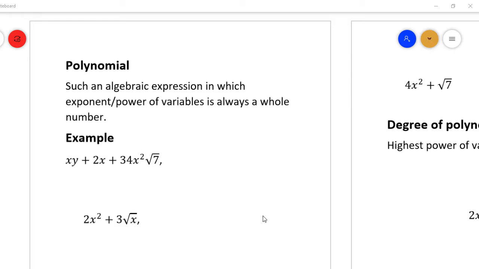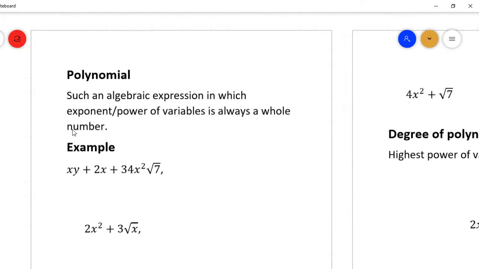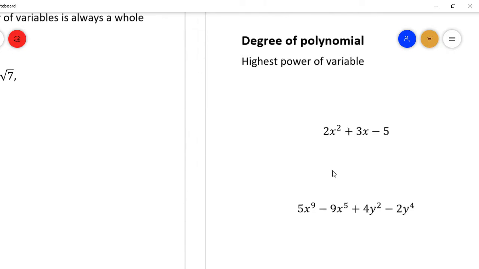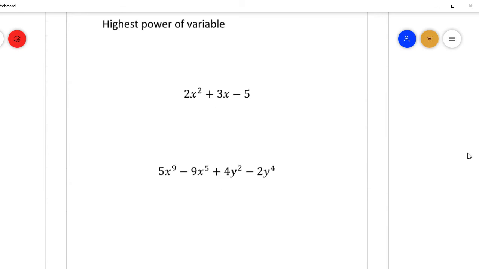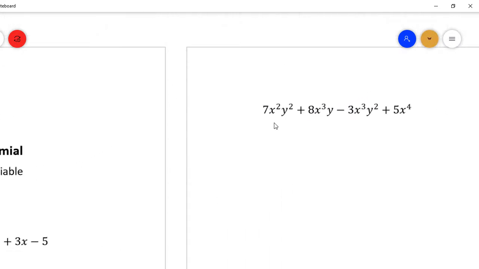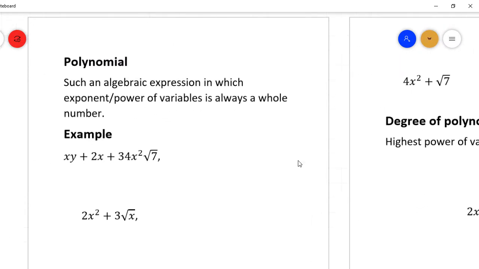Welcome back. Our next topic is polynomial and degree of polynomials. So first of all, we will learn what are polynomials and we'll see its examples, and after that we will go to degree of polynomial and we'll check how to find the degree of different polynomials with separate variables, single variables, and the degree of polynomial with different variables. So let's start polynomials.